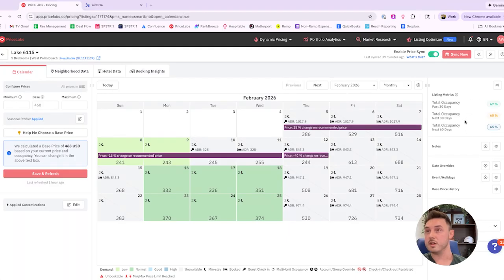Let's say this home has been live for a few years, like this one. It's not ramping up anymore. It should have enough bookings on the calendar that I don't want to see any red here.